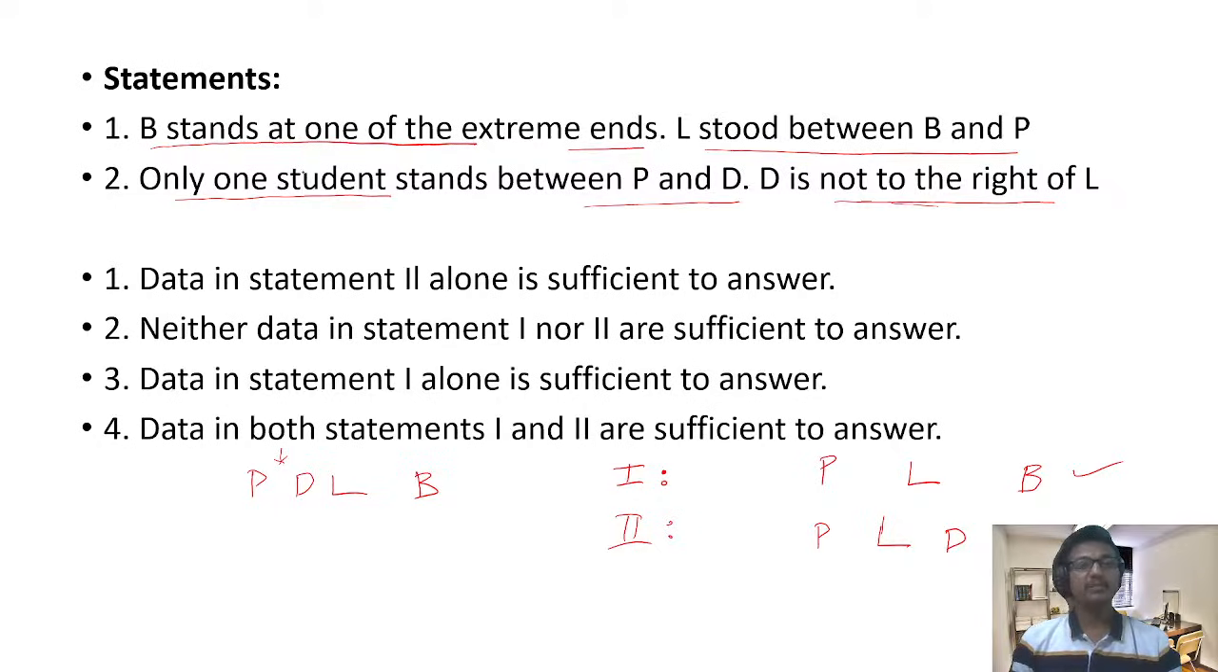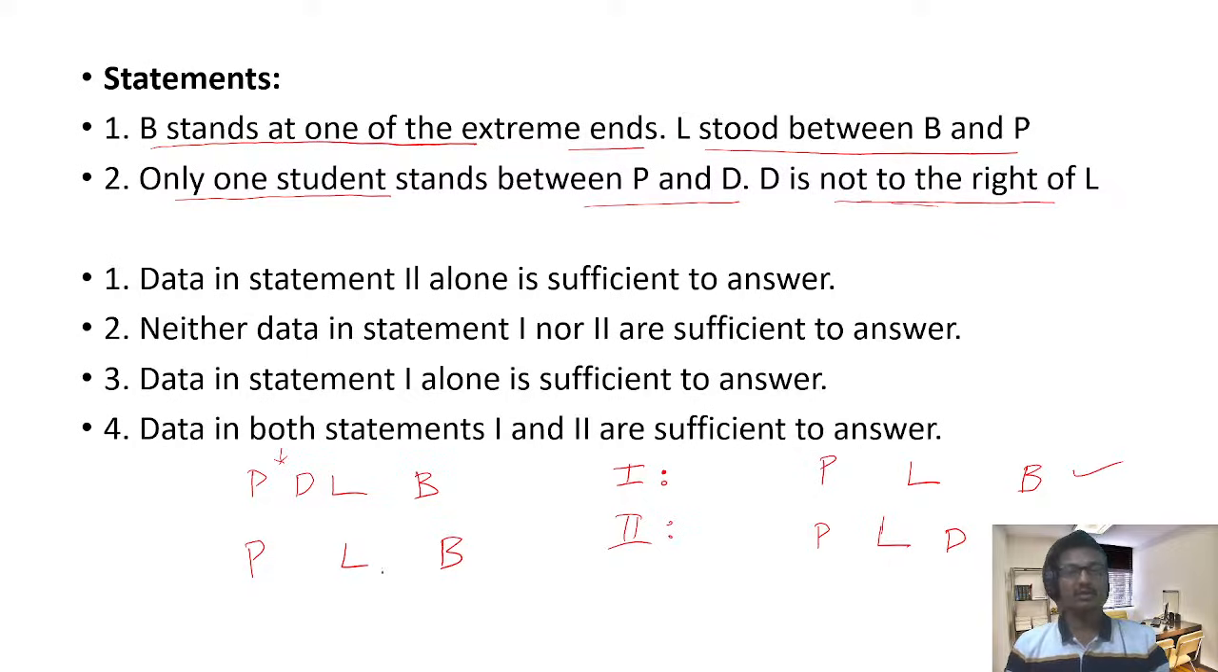Now see, B stands at one of the extreme ends. L stood between B and P. So if this is P, L is in between B and P. This is from statement 1. Only one student stands between P and D. So let me write P, L somewhere. If this is P and this is L, now only one student stands between P and D.